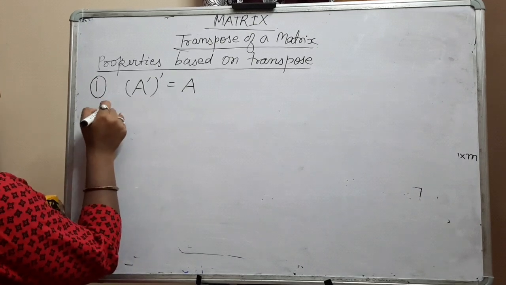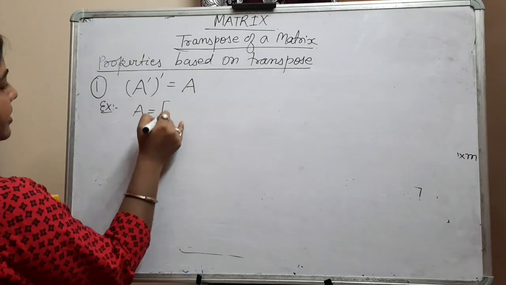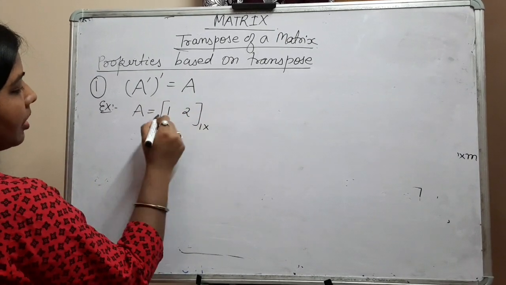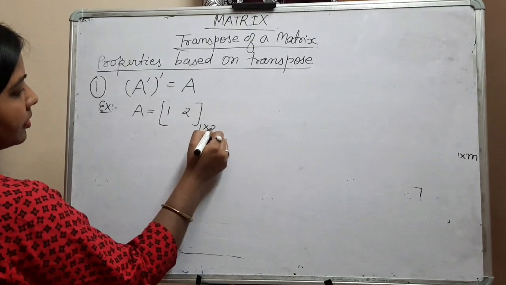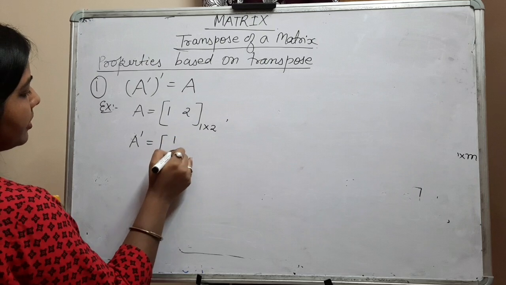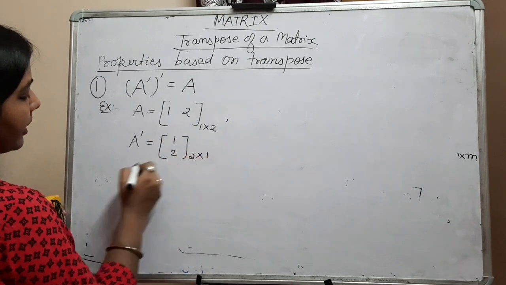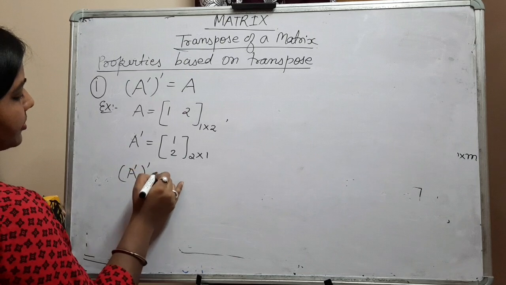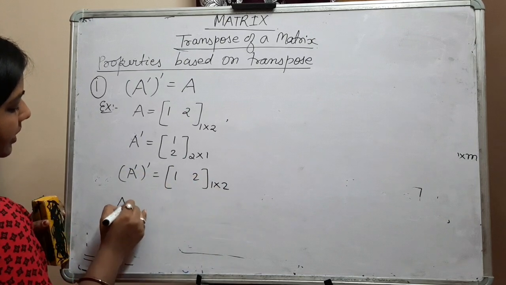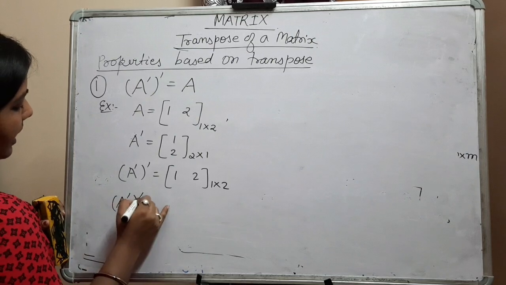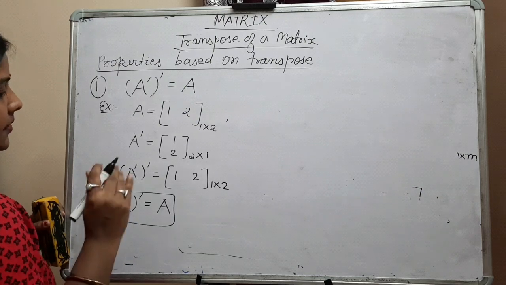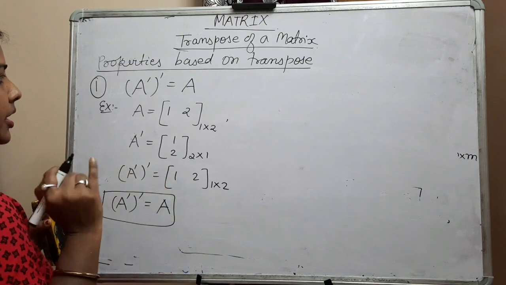So I am taking an example for this. If a matrix A is 1 2, this is of order 1 row and 2 columns. When we find the transpose of this, it will be 1 2 as a column, which means 2 by 1. Again finding the transpose, we get 1 2, which means 1 by 2. So we get (A dash) whole dash equals A. So this is the first property. Very simple: transpose of transpose of A equals A.